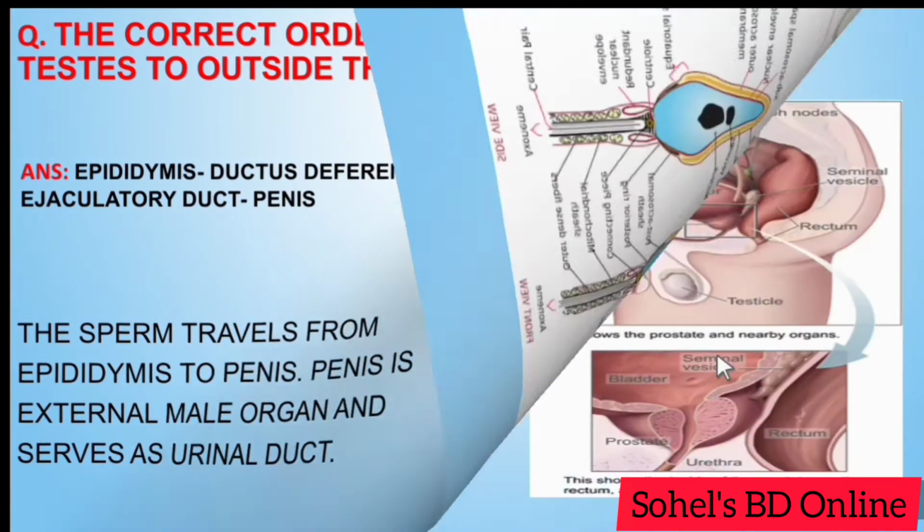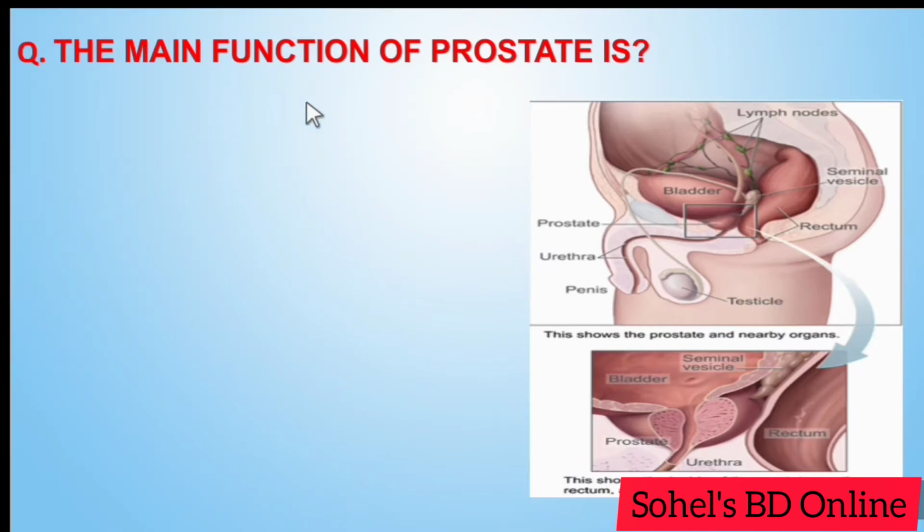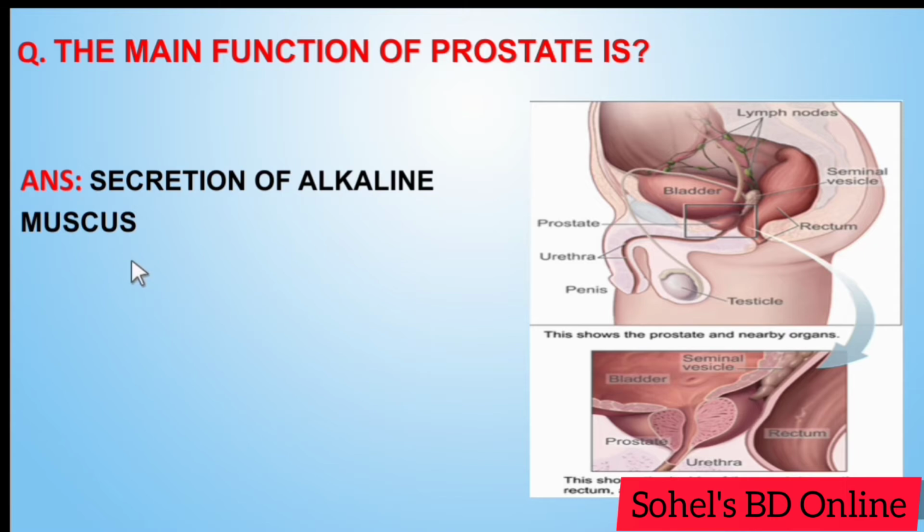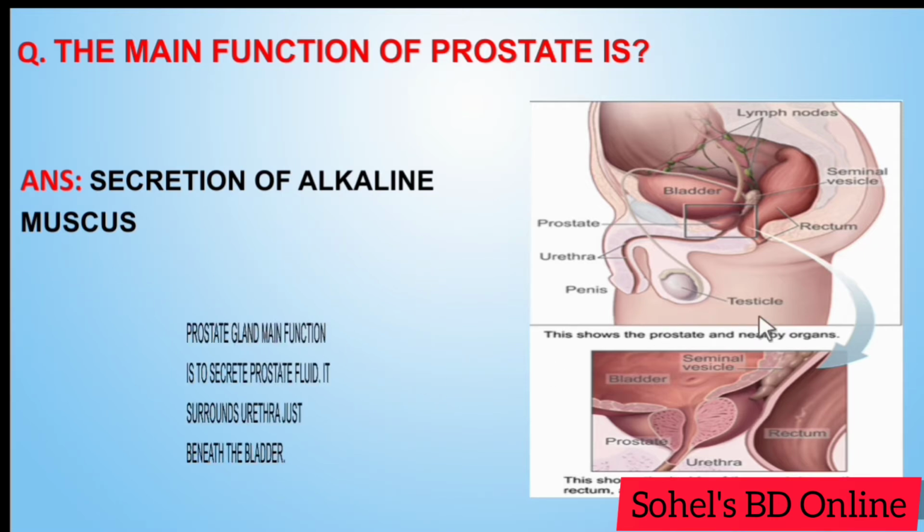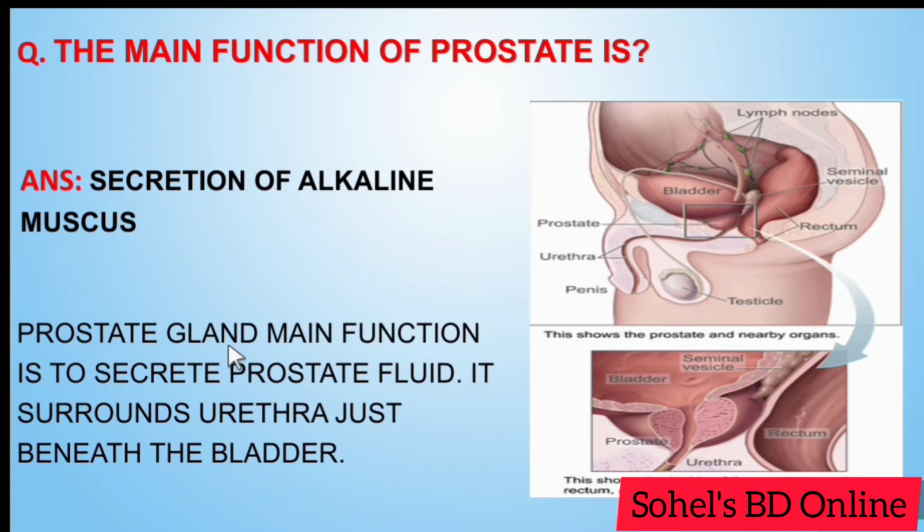Next, the main function of prostate is? Answer: secretion of alkaline mucus. Prostate gland's main function is to secrete prostate fluid. It surrounds the urethra just beneath the bladder.